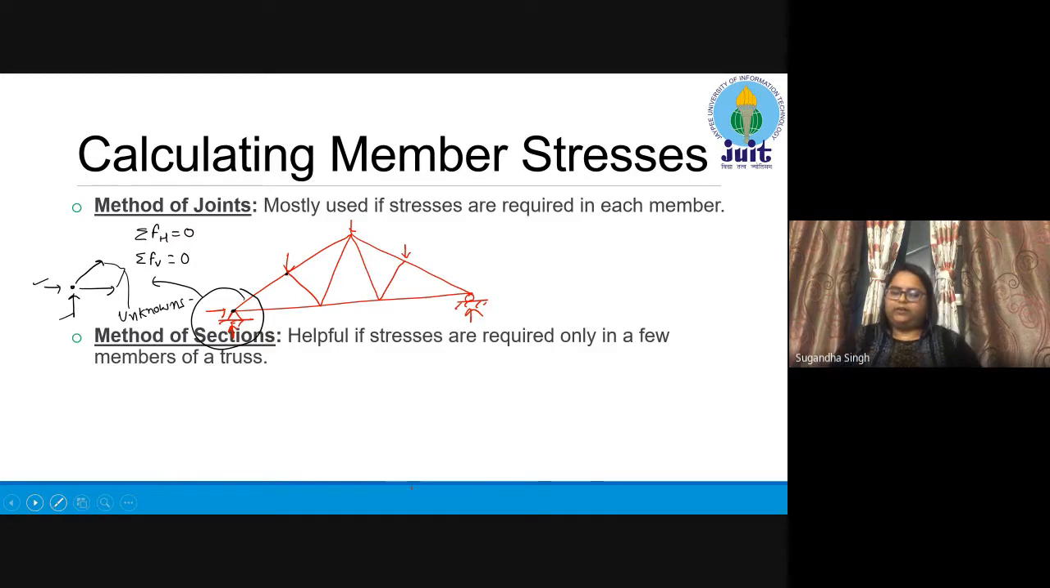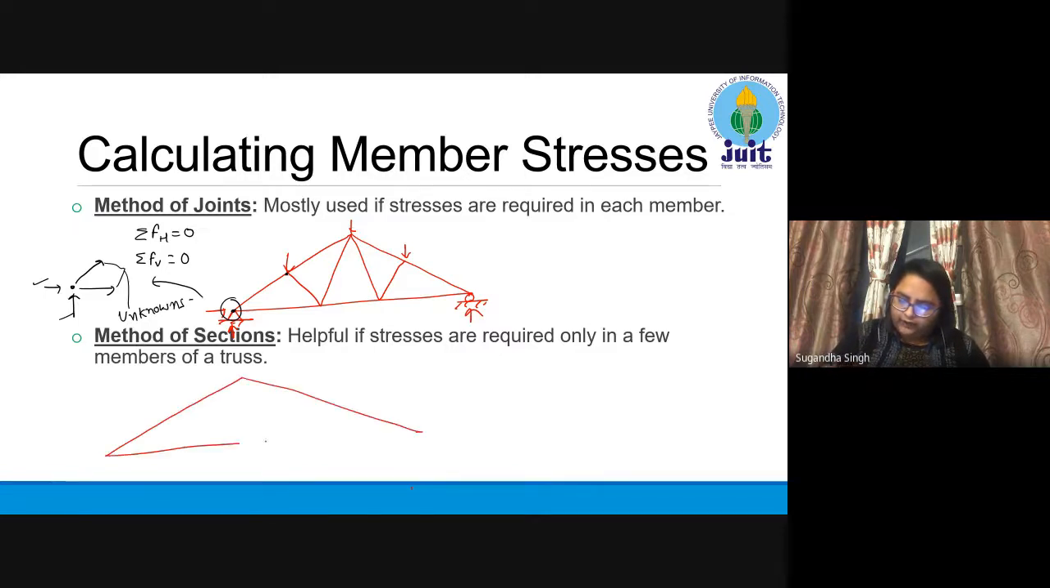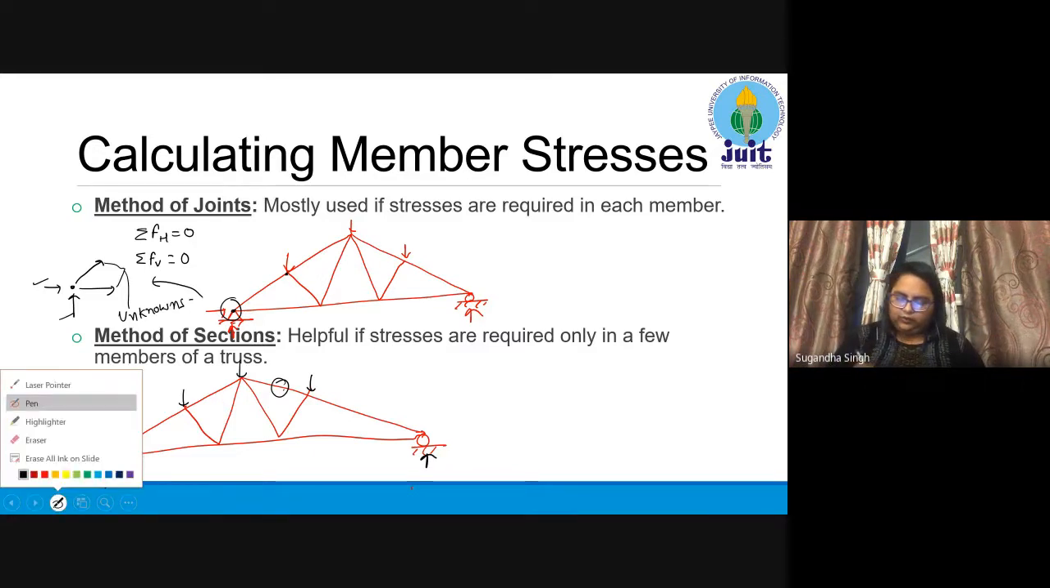Another method is the method of sections. This method is usually used in case we have to find stresses at only one particular member. So coming back to the original one, if let's say I want to find out the member forces in only one of these members, let's assume that I want to find out the force at this member. The loads remain same. I want to find out member force in just this one member.